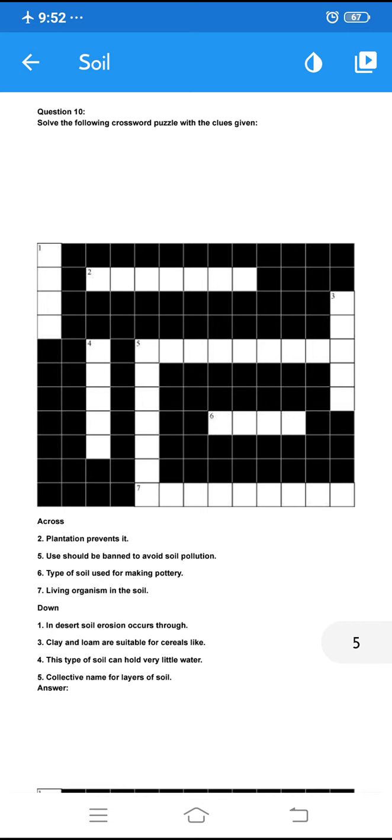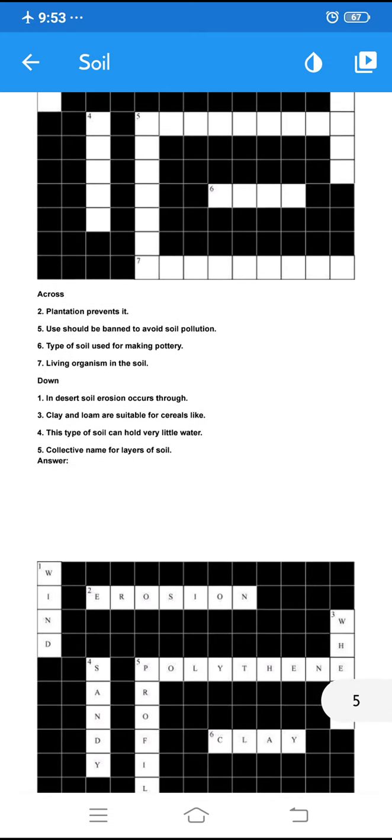So let's start this. First let us solve the across questions, means from left to right you have to go on filling serial number wise. Across, first question: plantation prevents it. Across means left to right. That is question number 2. Here it is, 1 2 3 4 5 6 7, so it is a 7 lettered word. Plantation prevents it. So what does it prevent?